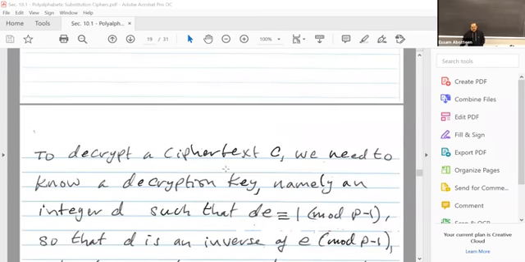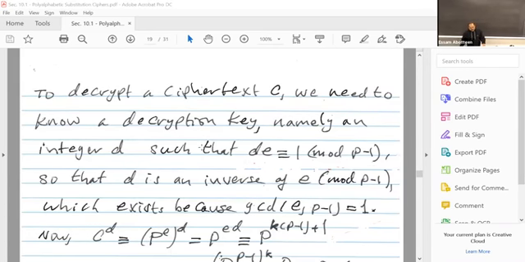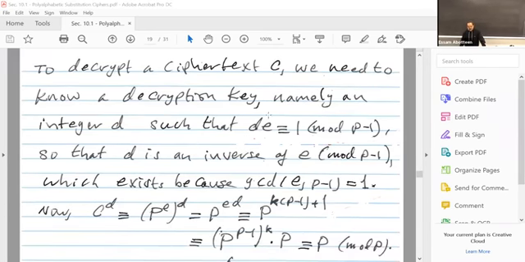So to decrypt a cipher text message or block C, we need to know or find what we call a decryption key. And this one, we take it as an integer D that is the multiplicative inverse of E mod P minus 1. And we know such a number exists because E and P minus 1 are relatively prime. So then E does have a multiplicative inverse. And we can find the multiplicative inverse using the Euclidean algorithm. All right. And so here it is.